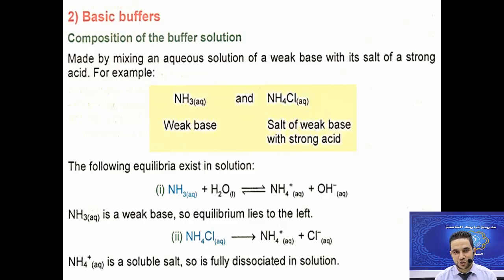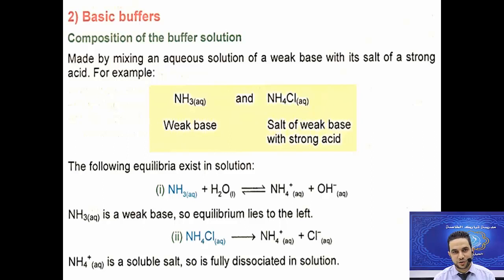Weak base like NH3. Some students ask, how can I know if it is weak or strong? Revise the lesson of strong acids and strong bases in the acid base equilibrium video. You will find the strong acids and the strong bases. NH3 is a weak base, and NH4Cl is its salt. How can I write the salt of the base in acids?